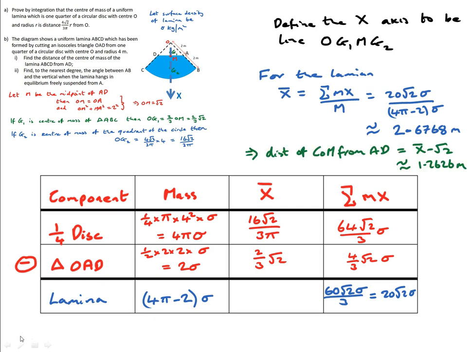So the distance of the centre of mass from AD is the distance of G2 from M, and that is going to be 2.6768 take away root 2, which gives me 1.2626 meters.